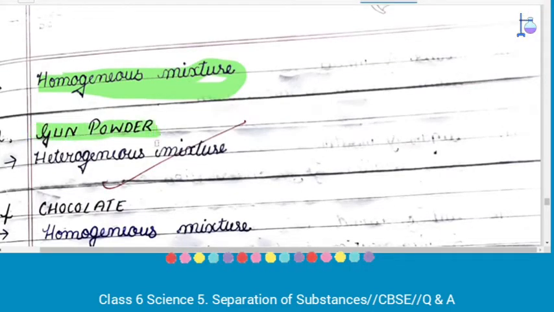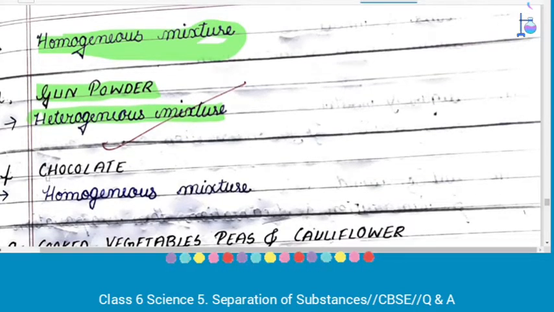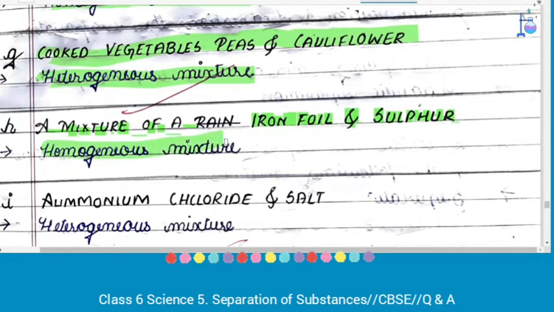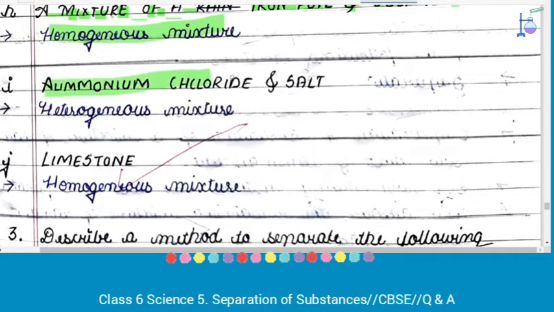Gunpowder. Gunpowder is a heterogeneous mixture. Chocolate. Chocolate is a homogeneous mixture. Cooked vegetables, peas and cauliflower. Heterogeneous mixture. A mixture of iron filings and sulfur. Homogeneous mixture. Ammonium chloride and salt. Heterogeneous mixture. Limestone. Homogeneous mixture.